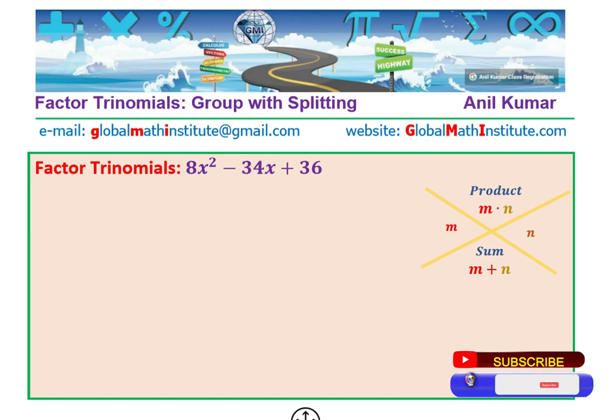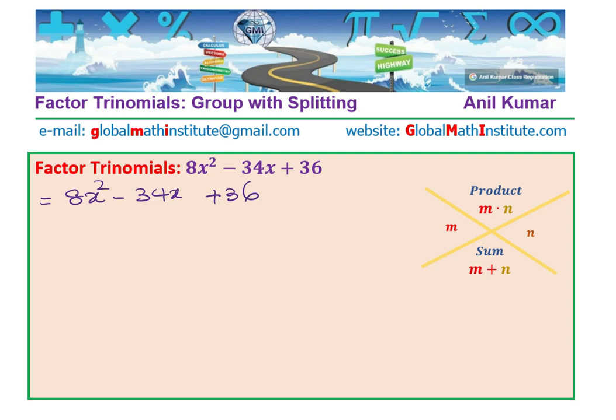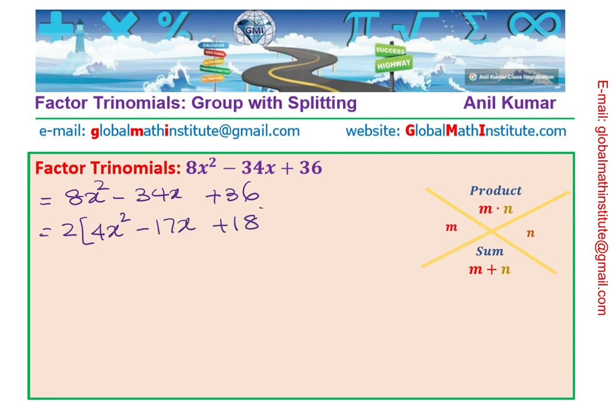Next example, 8x squared. Let's copy the question as such, which is 8x squared minus 34x plus 36. All are even numbers. So 2 is common, right? Not 4, because 34 cannot be divided by 4. So 2 is common, we are left with 4x squared minus 17x plus 18, right?